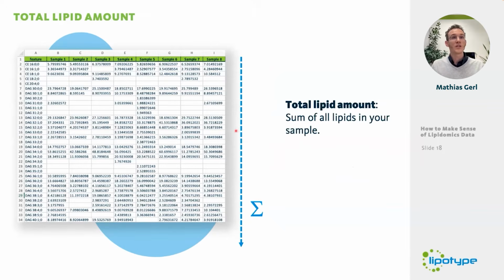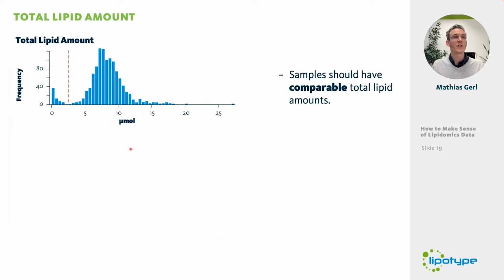Another thing you should actually look at is your total lipid amount. So this you simply get when you take all your lipids in one sample and just sum them up. And if you then look at your total lipid amount, you can do a nice histogram like here. And then you just have to look how does this look like? And for example, in this case, why do we have some samples over here that are very low abundant, and they have really little lipids in them?